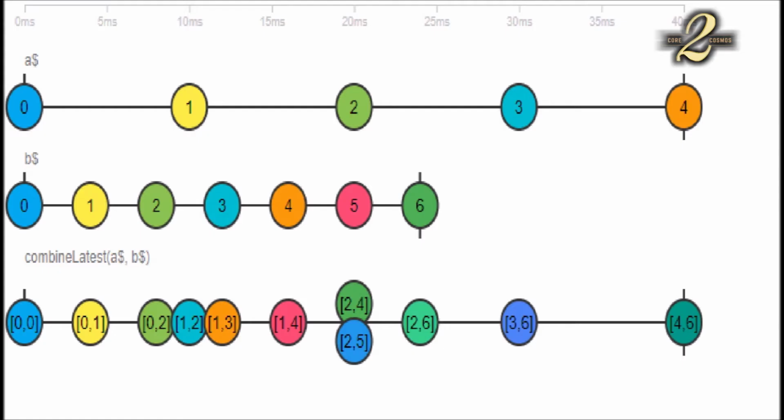Okay, let us now look at an example for the combineLatest operator. We have a couple of observables, observable A and observable B. We can see observable A is emitting a value every 10 milliseconds. Observable B emits values at different intervals.